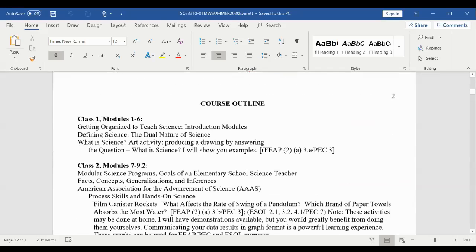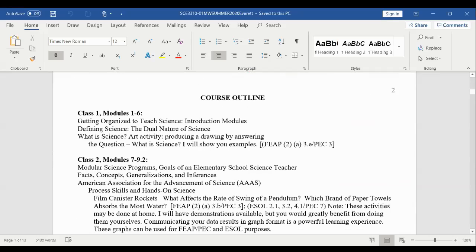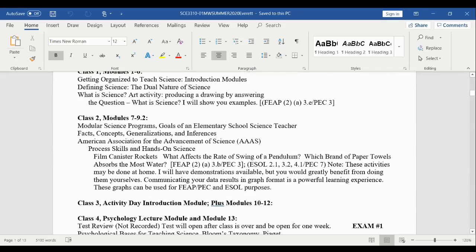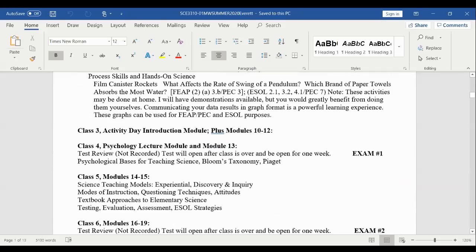There's a course outline. A first for me is putting class 1, class 2, modules 1 through 6, modules 7 through 9.2. I mean, this is all new for me. It goes through all the classes. There's one of the exams. We'll review for the exam one day, and we'll continue the rest of the class, and then the exam will open up at the end of that class and go for a week. So you have a week to take it.